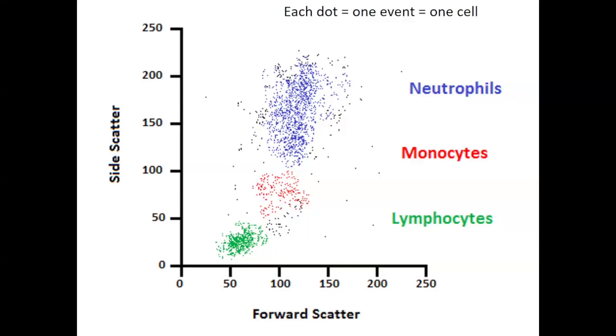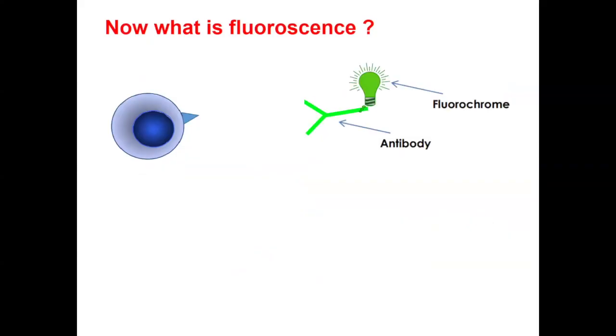So how do you differentiate? Apart from the physical properties, you need something extra to differentiate them. That is, you need to explore the antigenic properties. Now, how do you explore this antigenic property? This is done with fluorescence in the flow cytometer. Let's assume this is a B lymphocyte, and this is a B antigen, like CD20. We use an anti-CD20 antibody tagged with a fluorochrome.